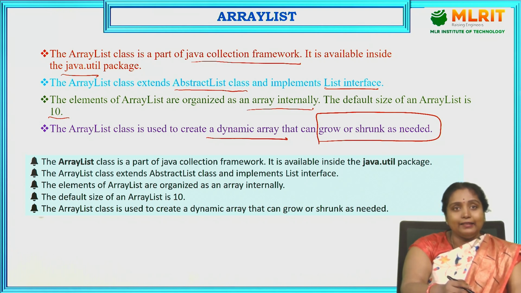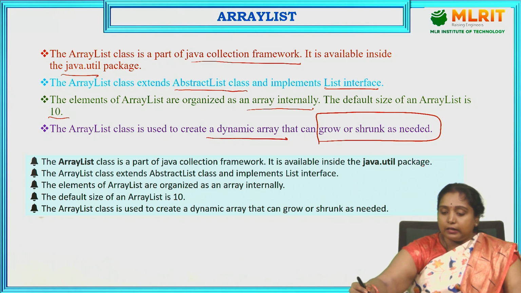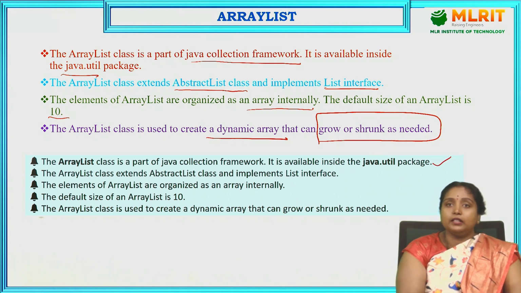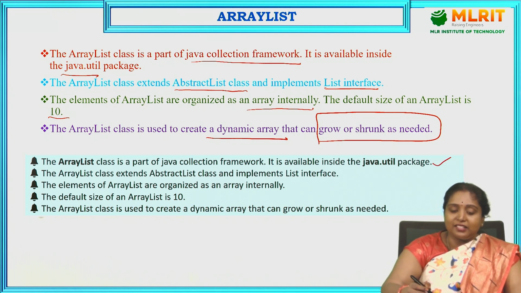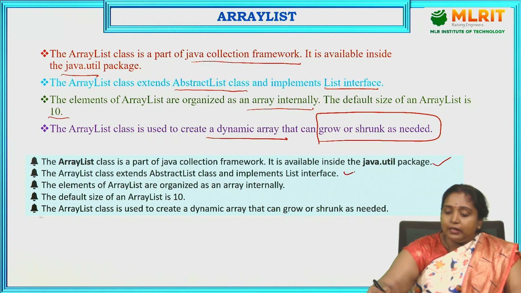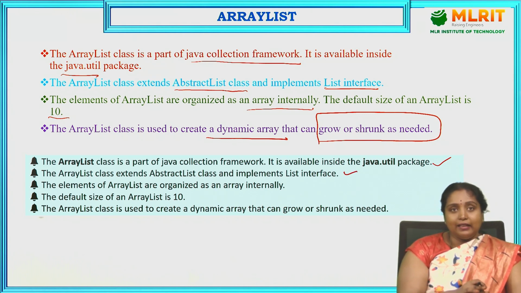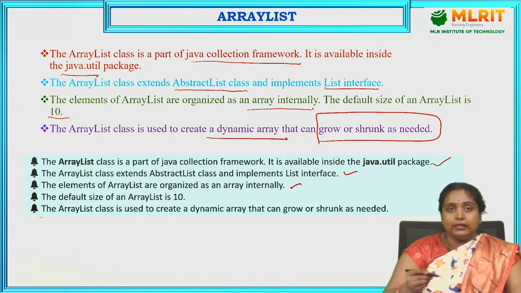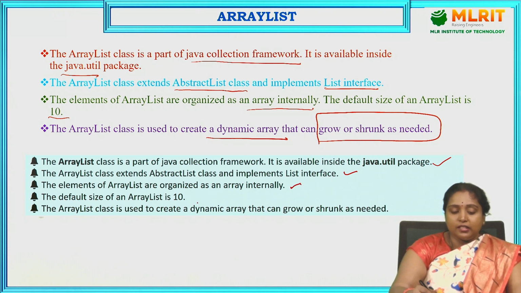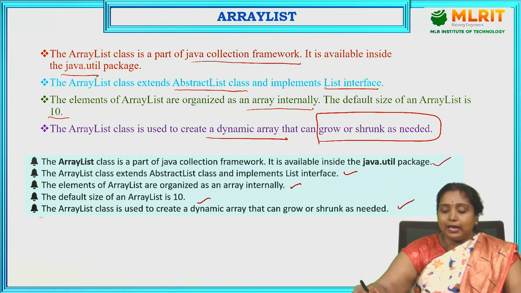ArrayList is a part of the dynamic collection framework which is present in the java.util package and it extends the AbstractList class and implements the List interface. And the elements in the ArrayList are organized internally and the default size is 10 and it is a dynamic array that can be grown or shrunk as needed.